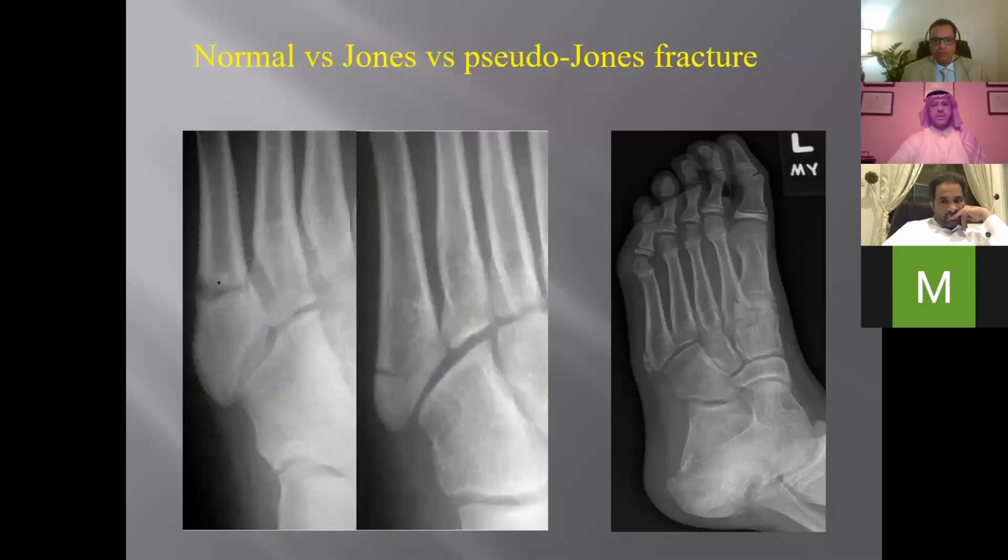Again, this is Jones, this is Pseudo Jones, and this is the normal. This is the normal, Pseudo Jones, and Jones. Please, you need to know this, it is very important.